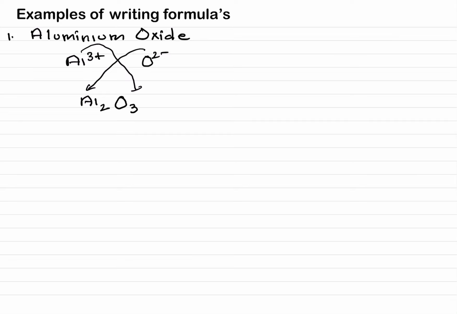So that will be Al2O3. Very important is that we write the correct symbol and the correct charges on the ions. Let's do another example. Now this example is of sodium hydroxide.